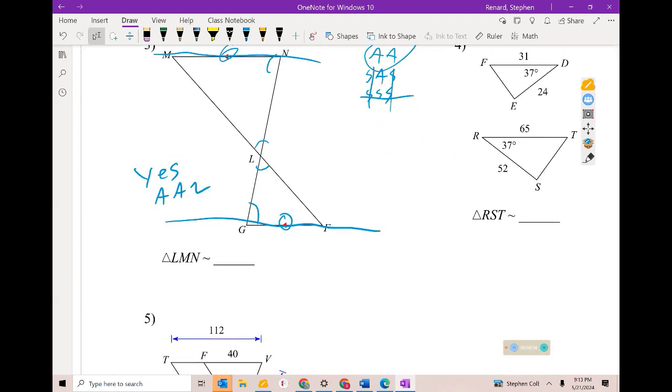So the similarity statement here, now we have LMN. So we go L to M to N, right? Now here we know that N needs to match up with G. Why? Because those two are congruent. So we know L is the same. So triangle L, F, G. So notice that puts G and N together, the two L's together, and then L and N are going to be congruent as well. So that's how you write down one when you know that they are similar.